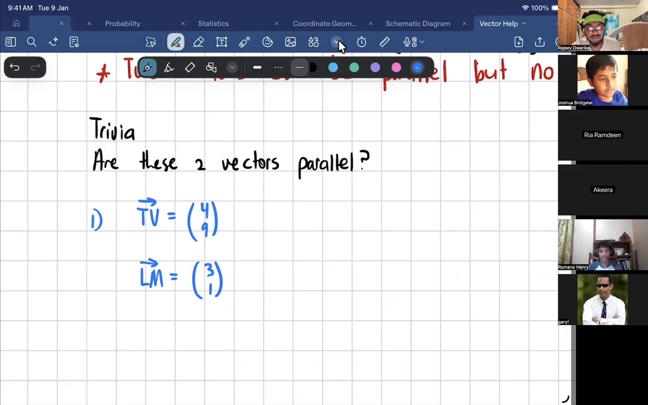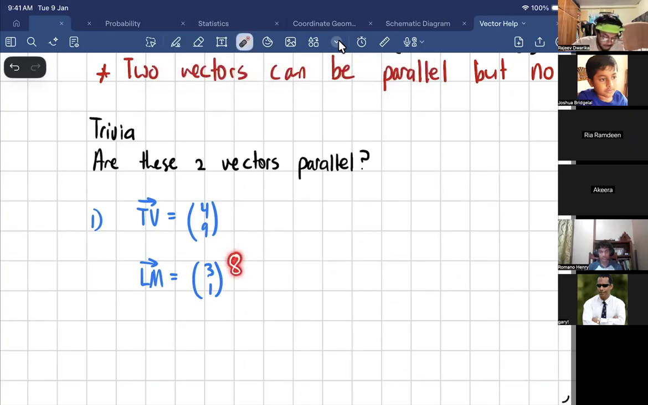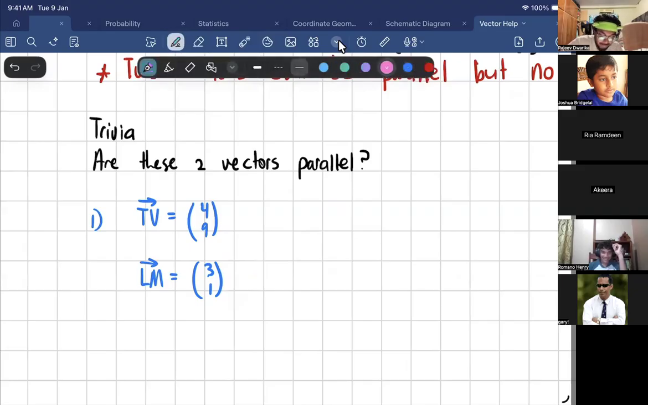Because two vectors are only parallel if one is written as a scalar multiple of the first one. So therefore, if LM was 8 and 18, then it would have been a parallel vector. Joshua, you're cooking today, boy. Big up, Joshua. These two vectors are not parallel. That's right, proper thing, right?